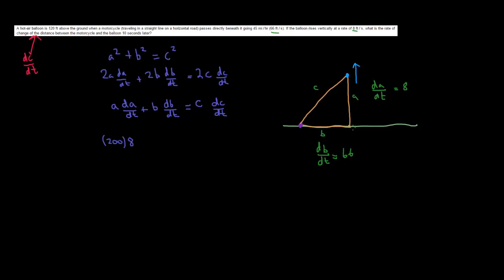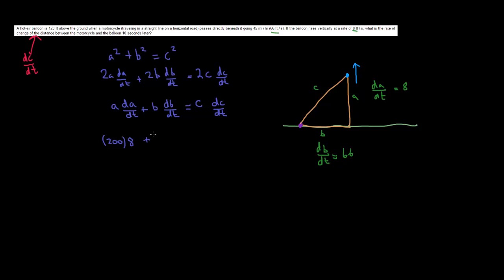Okay, just to recap, the bike passes under the balloon when the balloon is 120 feet above the road. But 10 seconds later is what we're concerned about. 10 seconds pass by and the balloon is going up 8 feet per second, so 8 times 10 is 80, plus the original 120, you get 200. So we have 200 there.